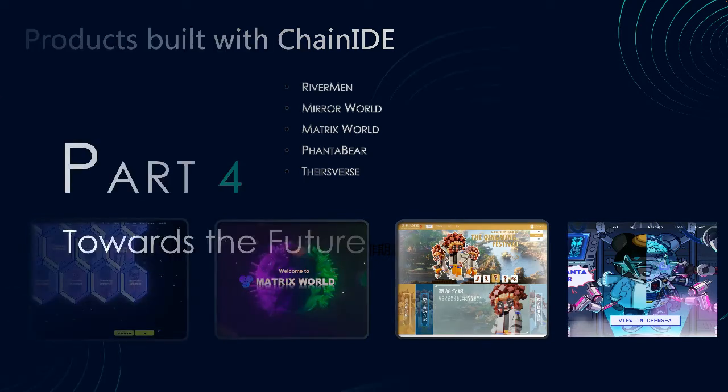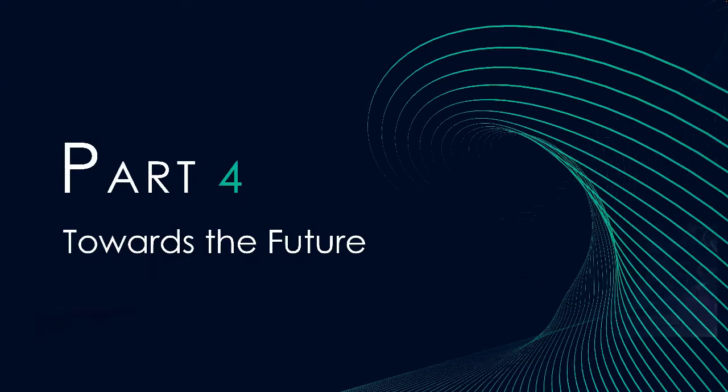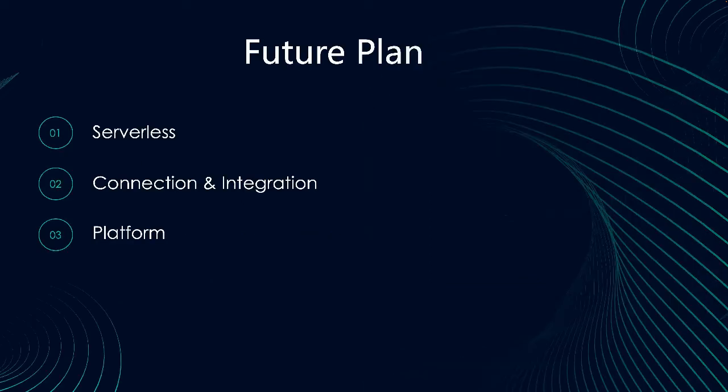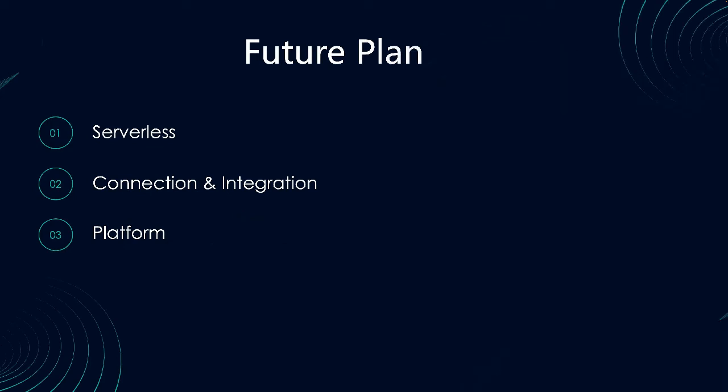All right. So the fourth part will be our future plan for ChainID. There are basically three major directions we want to focus on. The first one is serverless, which is also a major direction for cloud computing, right? We already launched our serverless sandbox last year for developers to run their local nodes, test, and run their Dapps.